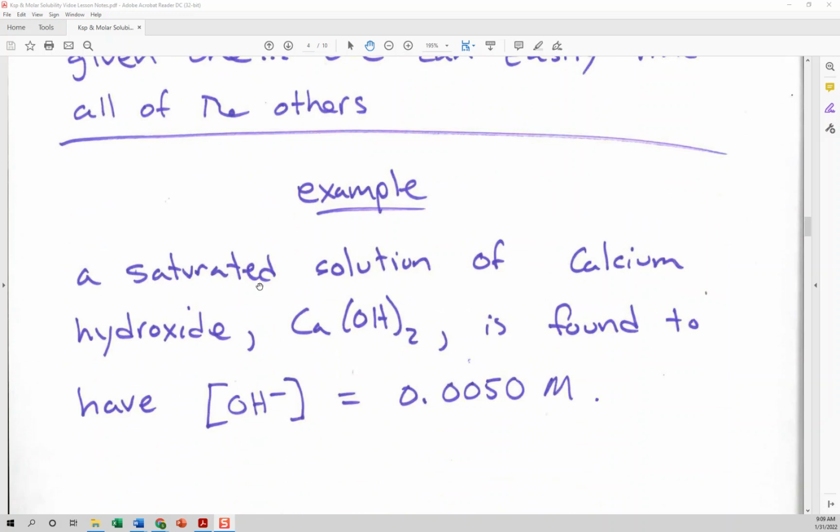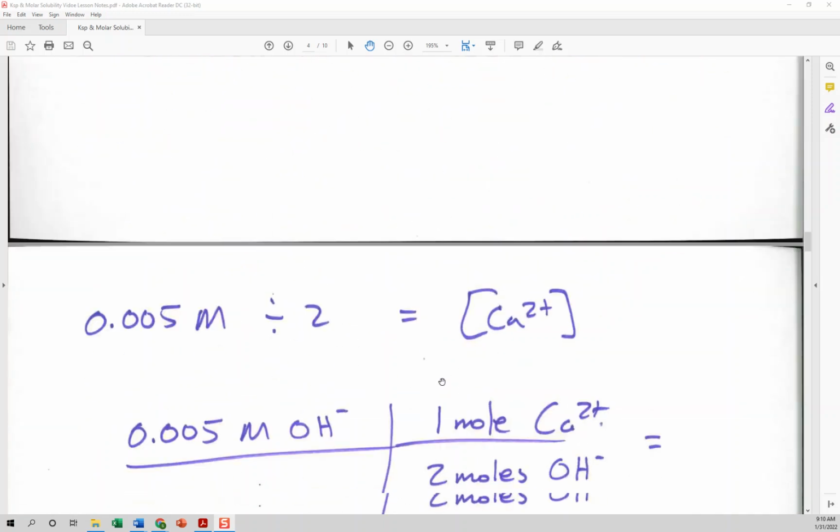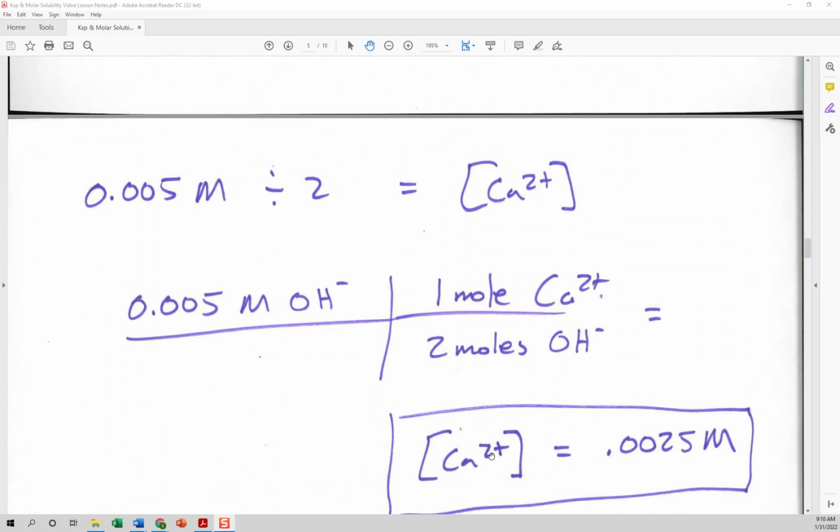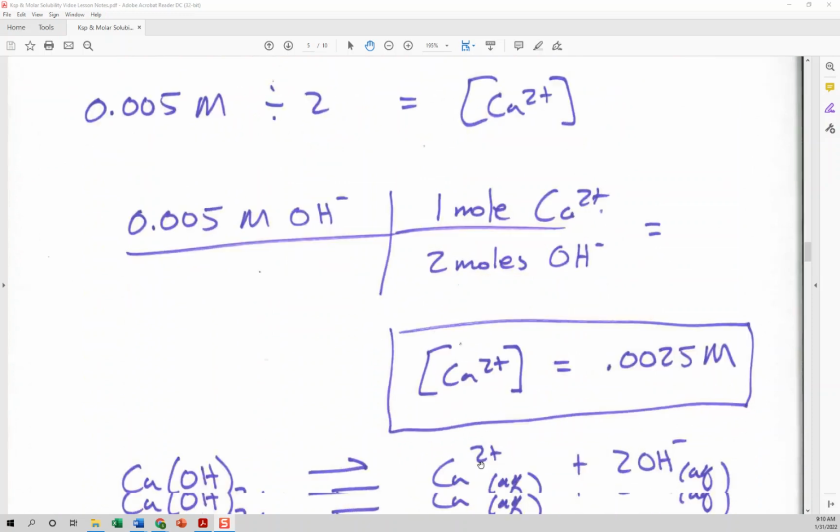Here's an example. I have a saturated solution of calcium hydroxide, and I was given the hydroxide concentration when it's saturated. So this is the equilibrium concentration of hydroxide. How do we figure out the calcium? Well, there are 2 hydroxides for every 1 calcium. So if we take this and divide it by 2, that gives us the concentration of calcium when it's saturated. That means 0.0025 would be the concentration of calcium. And notice the subscript for calcium is 1. So for every 1 mole of this compound, you get 1 mole of calcium. So not only is 0.0025 the molarity of calcium, it's also the molar solubility of the compound.